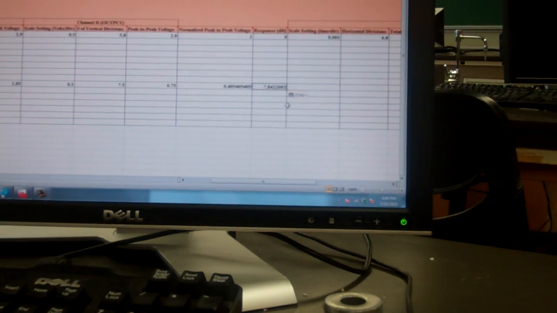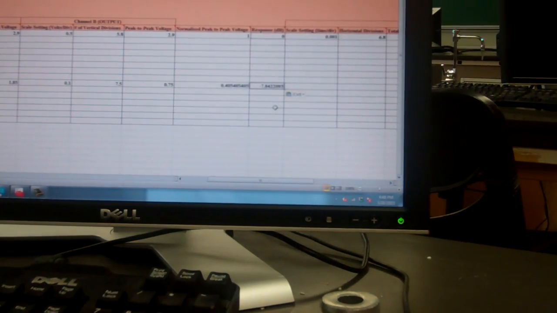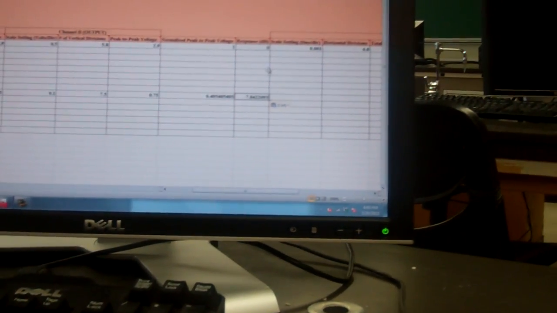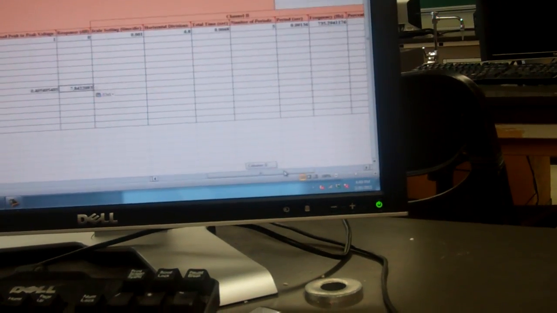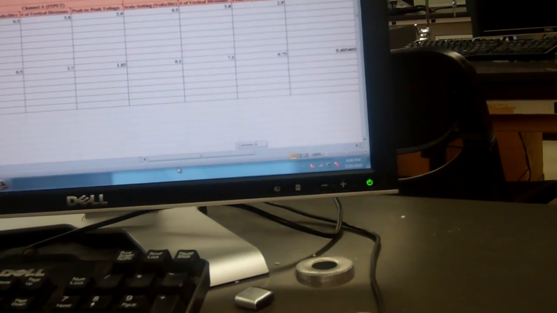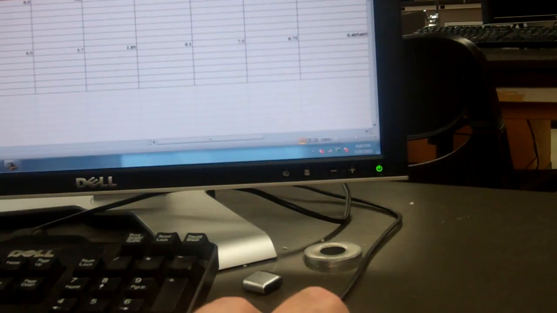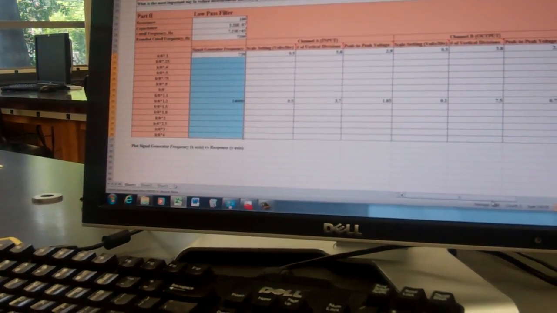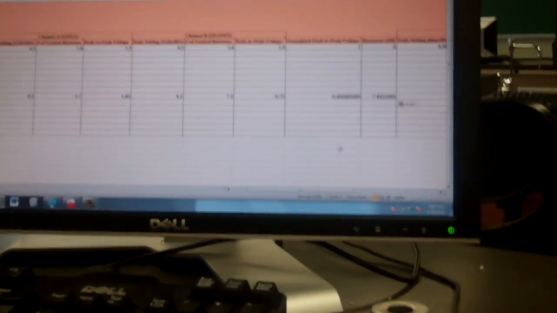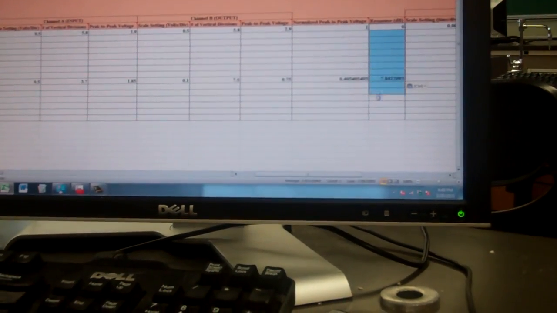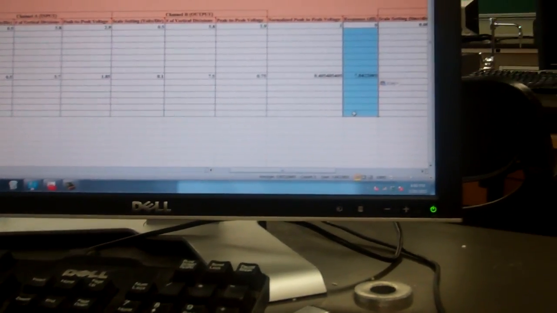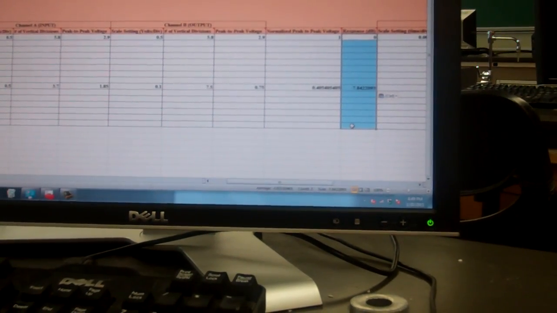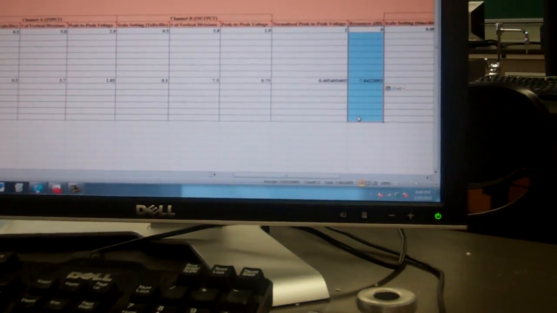Okay? So then what I want you to do is take data for all the points that you see on here, and then you're going to plot the signal generator frequency on the x-axis versus the response on the y-axis. Okay? So that's going to take you a little while, but it'll give you lots of practice with the oscilloscope.